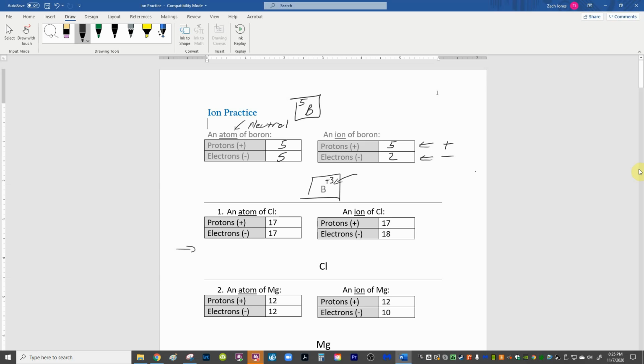All right, now it's your turn. Come down here. I want you to figure out what charge will go on this ion of chlorine, and then keep going.